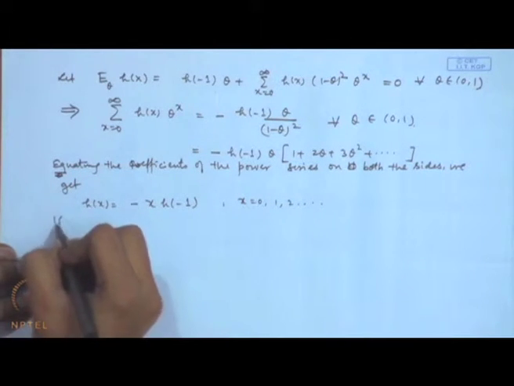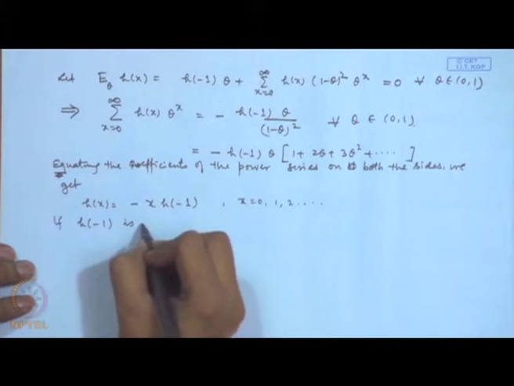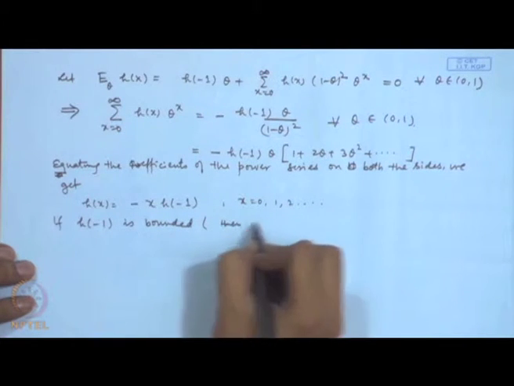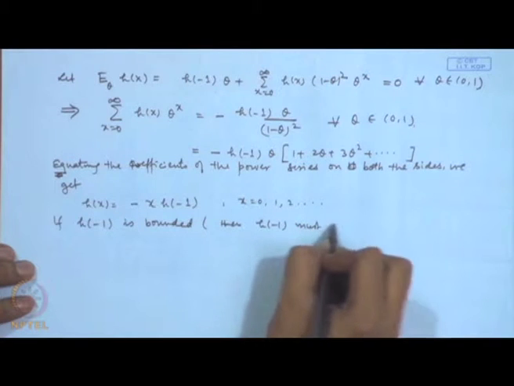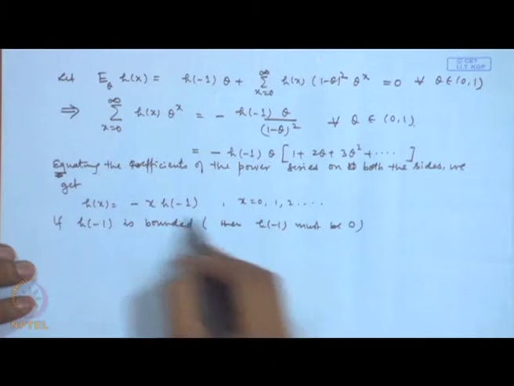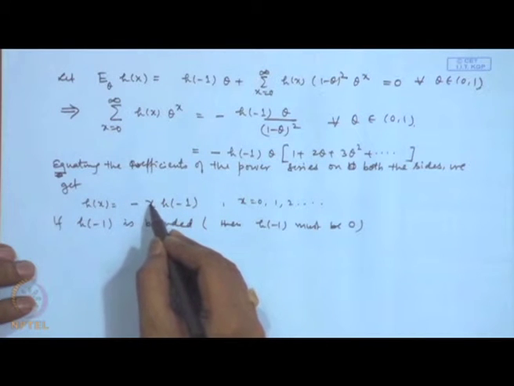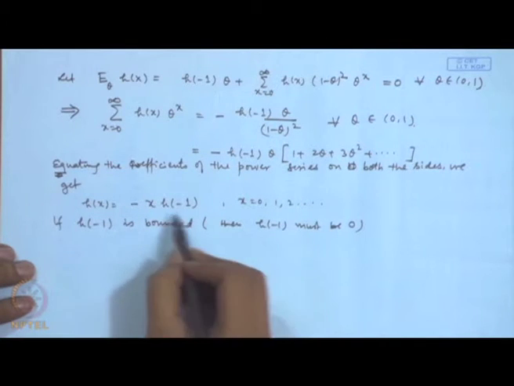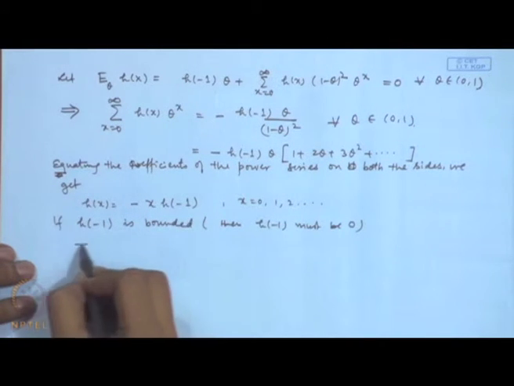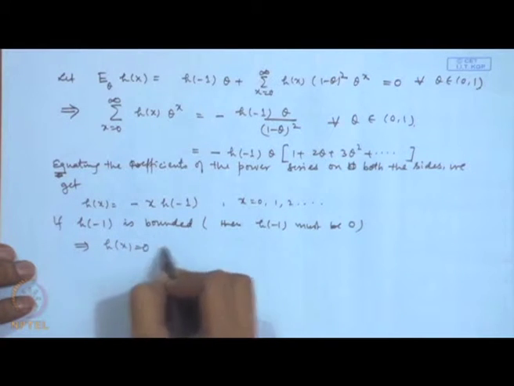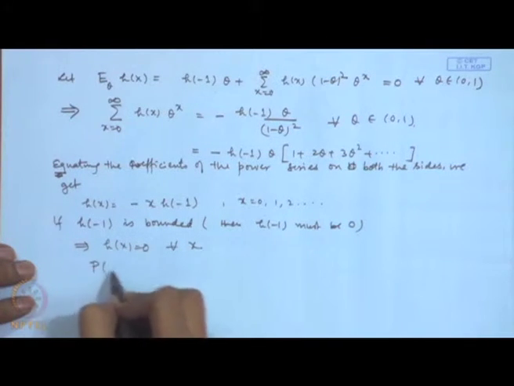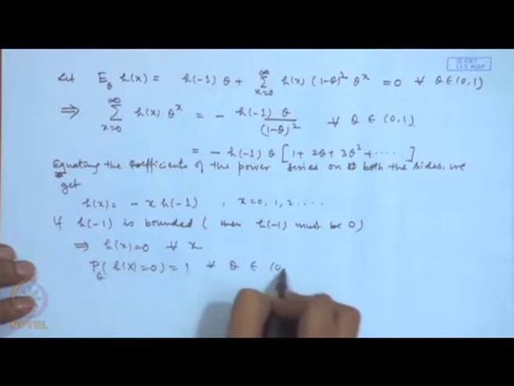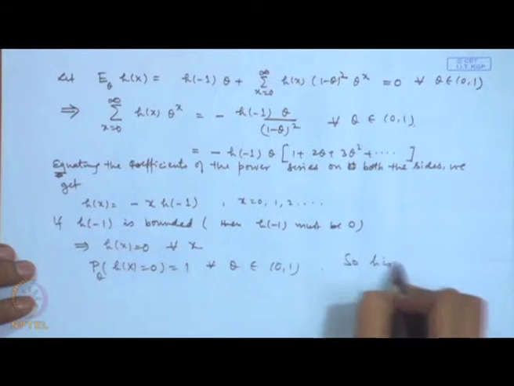Now, if h is bounded, then h of minus 1 must be 0. Because if h of minus 1 is not 0, then this function is unbounded, because it will be x into some constant. So, for boundedness, the only possibility is that h of minus 1 is 0, which will imply h(x) is equal to 0 for all x. That means, probability of h(X) equal to 0 will be 1 for all theta in the interval 0 to 1. So, the family is boundedly complete.